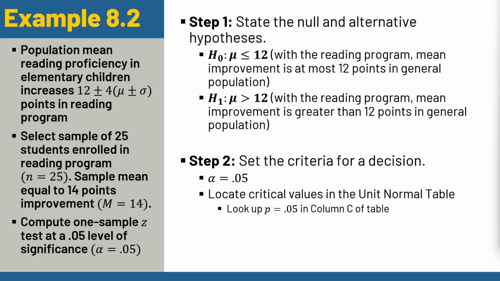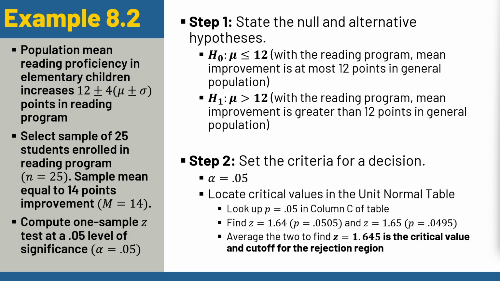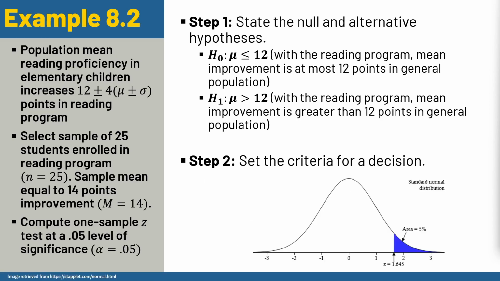And so now let's look up the values in the unit normal table. And if we do that, we'll find that this one falls in between two z-scores, between 1.64 and 1.65. And so if that ever happens, just take an average of the two. So 1.64 plus 1.65 divided by 2, and we'll get 1.645. So that is our critical value and cutoff for the rejection region. So that's what this looks like then on an actual distribution, right? We can see here an area of 5% corresponding to p of 0.05.